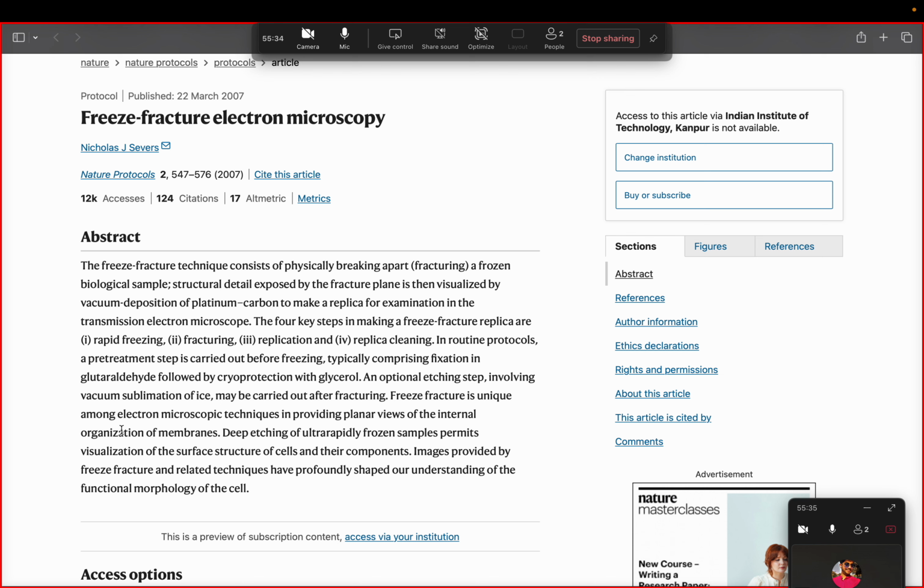Freeze fracture is unique among electron microscope techniques in providing planar views of the internal organization of membranes. Deep etching of ultra rapidly frozen samples permits visualization of the surface structure of cells and their components. Images provided by freeze fracture and related techniques have profoundly shaped our understanding of the functional morphology of the cell.